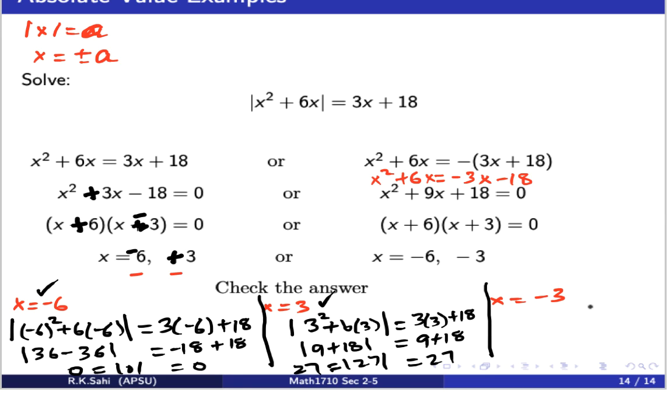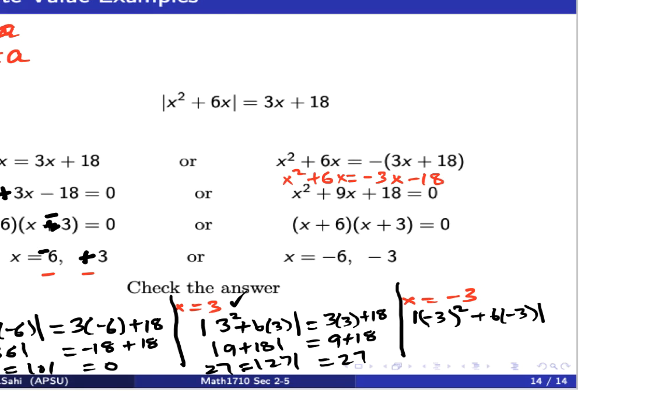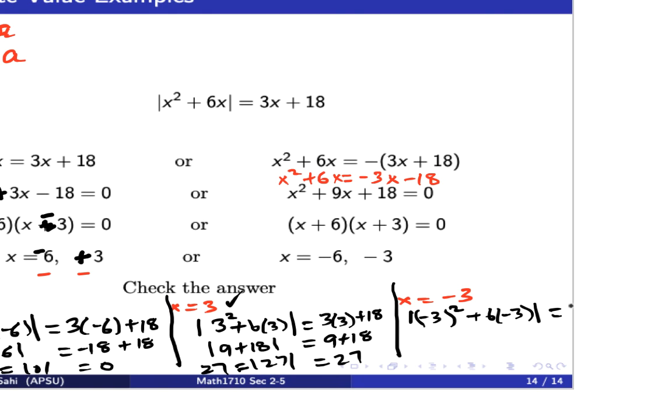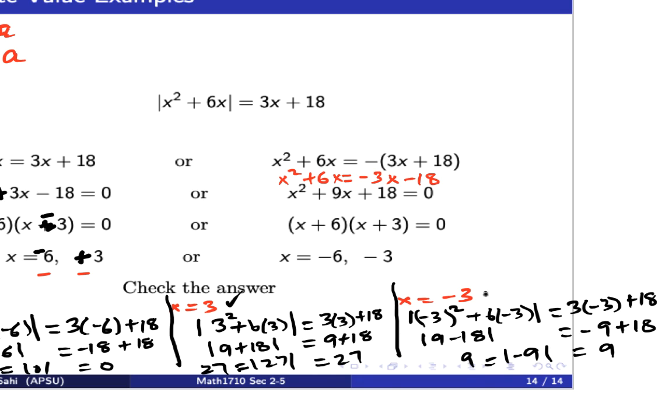Now let's look at x equals minus 3. Over here, we have minus 3. Now remember, it's a square, so I have to be very careful. Plus 6 times minus 3. This equals 3 times minus 3 plus 18. We have negative 9 plus 18 equals a positive 9 on the right hand side. Left hand side, we have 9 minus 18, closing the absolute value. We get minus 9, which is basically 9. So 9 equals 9. Great.